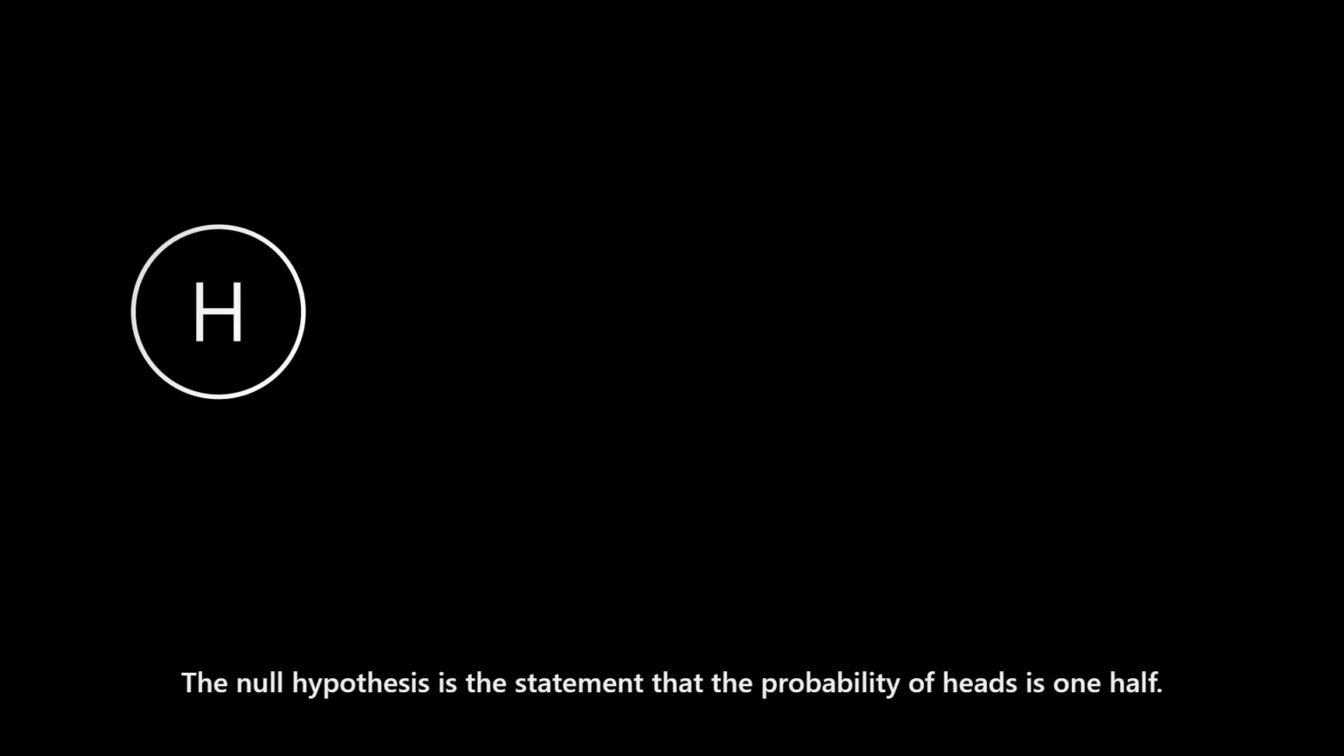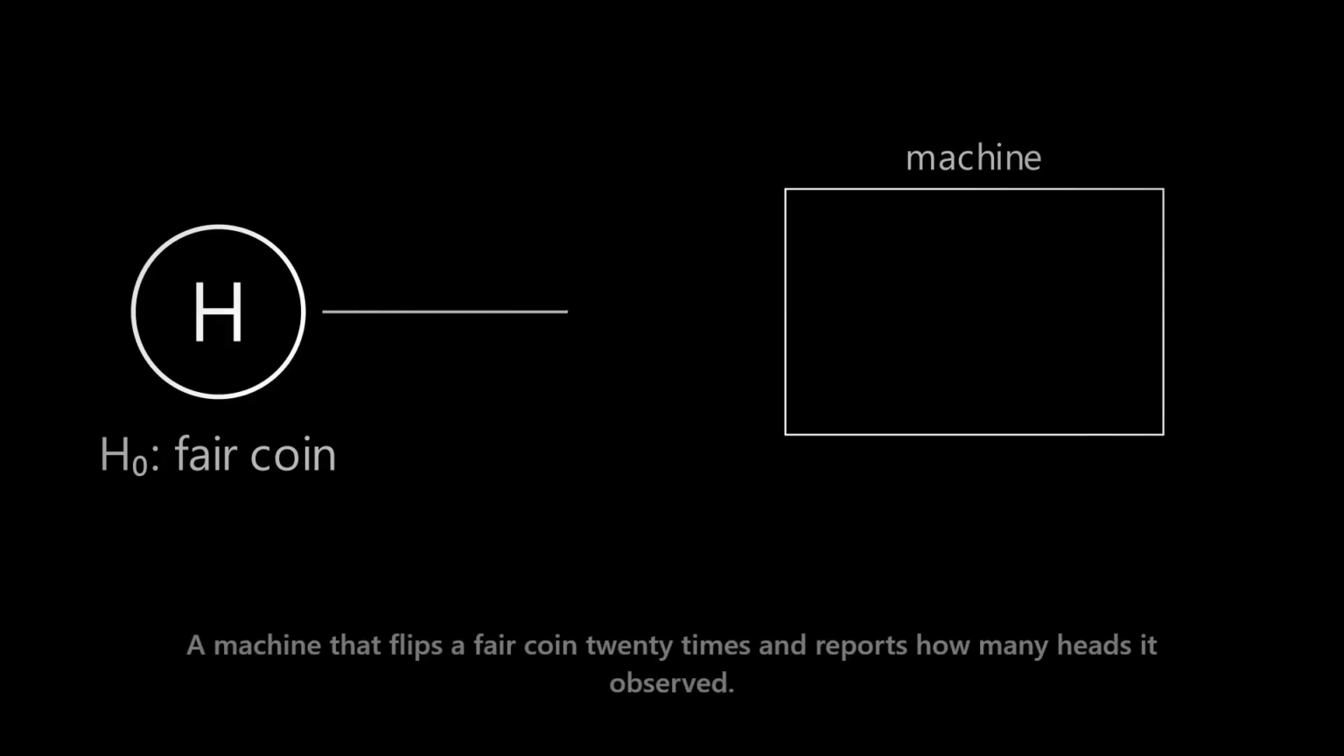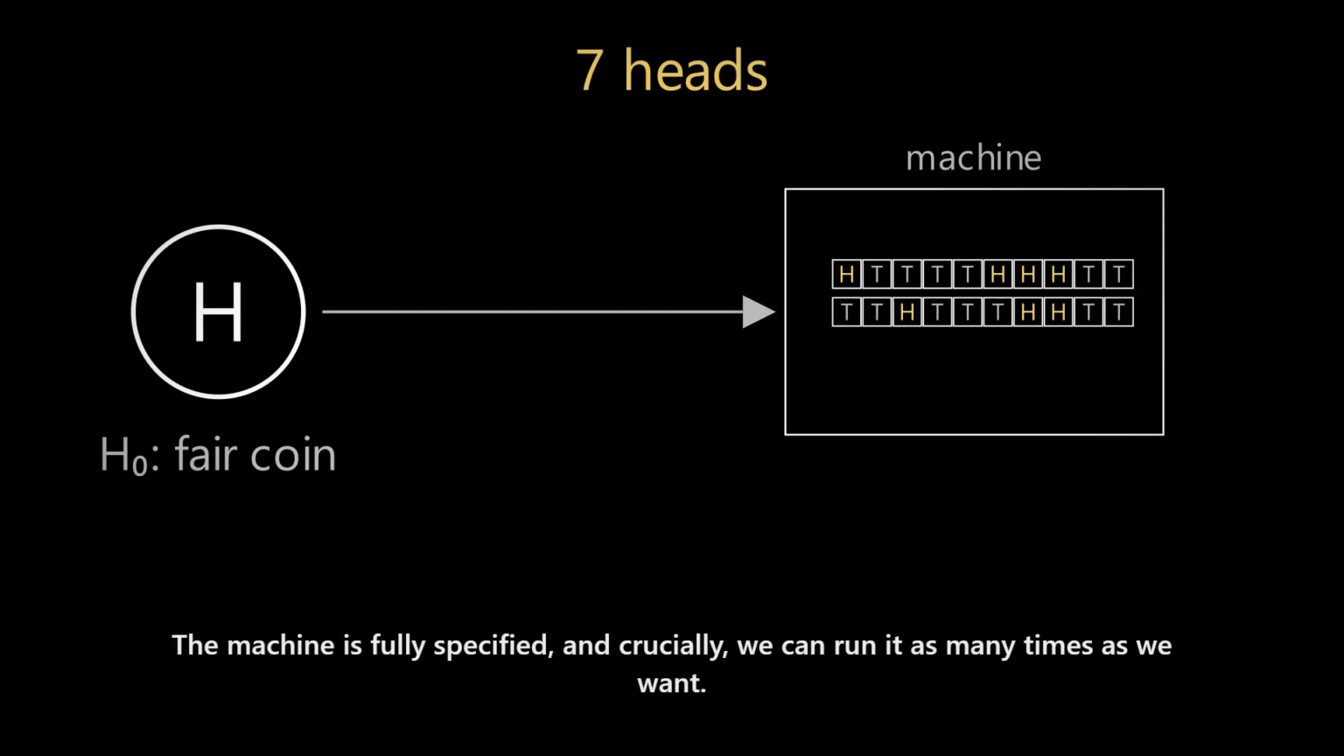Let us start with the simplest possible example. Suppose we want to decide whether a coin is fair. The null hypothesis is the statement that the probability of heads is 1/2. That sounds like a philosophical claim, but it is better to read it mechanically. The null hypothesis is a machine that flips a fair coin 20 times and reports how many heads it observed. The machine is fully specified, and crucially, we can run it as many times as we want.